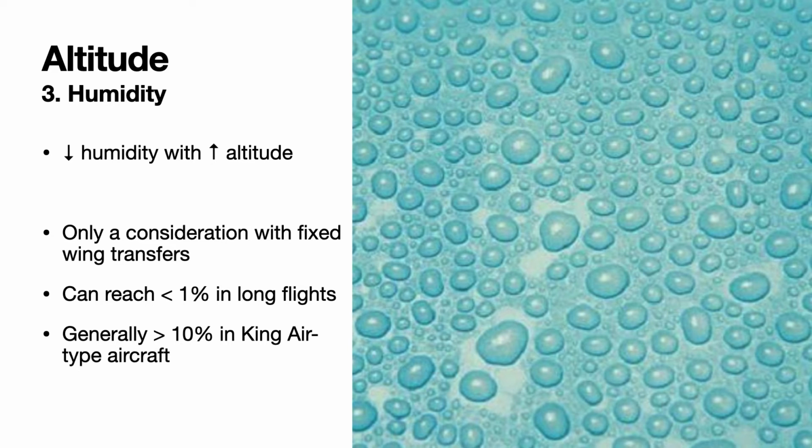Now, the third change with increasing altitude is a reduction in the absolute humidity. And this is because as the air cools, it loses its ability to hold moisture, and therefore that absolute humidity decreases. Now, this is only really going to be of importance to us during fixed wing jobs and long fixed wing jobs. And that's because the cabin is pressurized in the fixed wing by obviously the air from outside the aircraft, and that air has a very low humidity. So what this means is that the humidity in these propeller type aircrafts can drop down to about 10%.